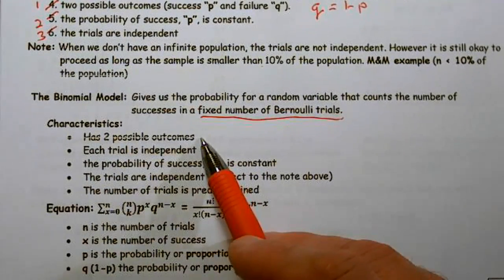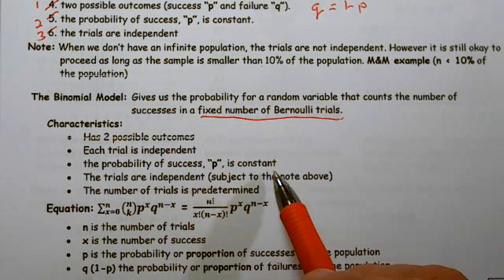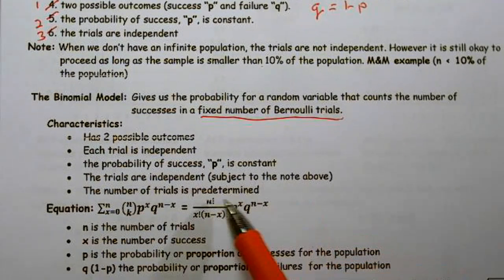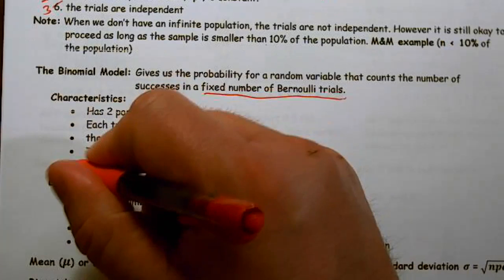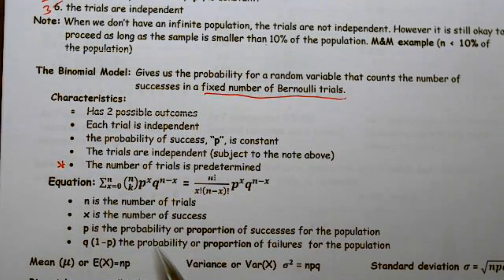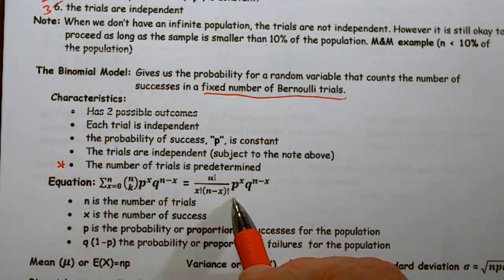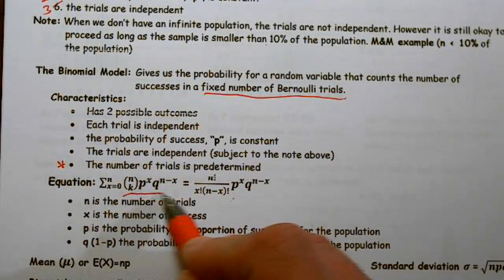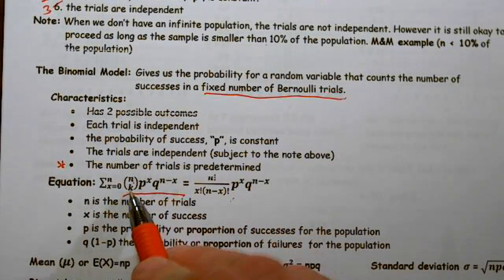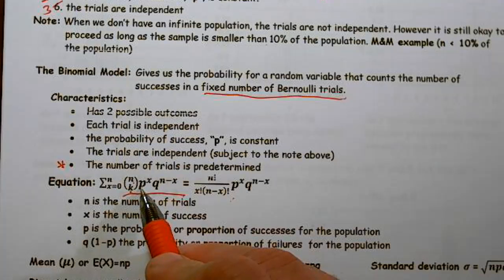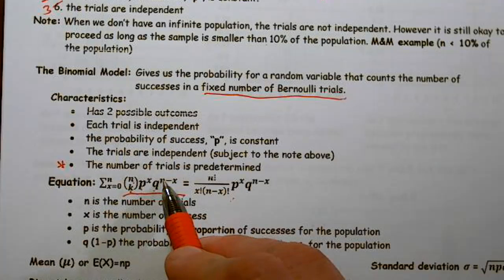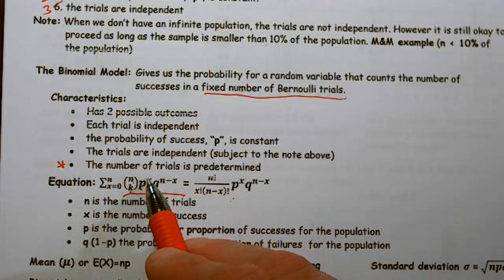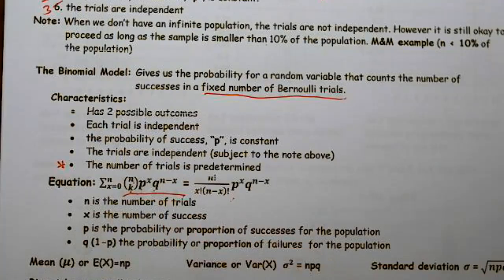Again, the characteristics: it has 2 outcomes. The trials are independent. The probability of success is constant. And the number of trials is what I would say that you need to focus on. The number of trials is fixed. This right here represents the formula, and you can read that right here. N is the number of trials, K is the number of successes, P is the probability of success raised to the number of successes, and then Q is the probability of failure, and then this would be N minus X, so this would be the number of failures, all right?